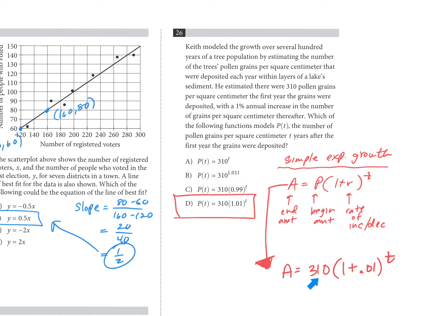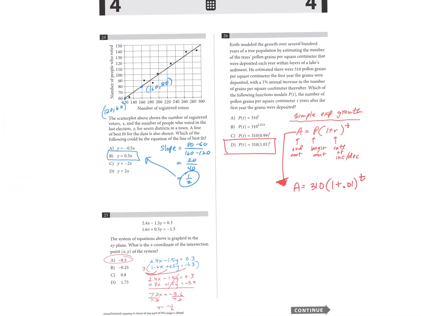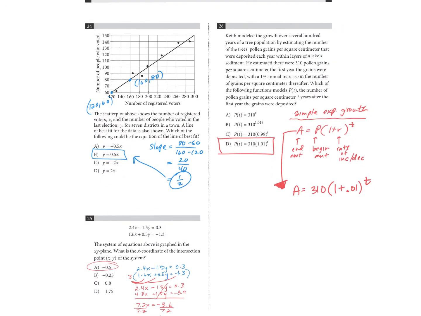So we do this a lot of times with money or bacteria, but in this case it's pollen grains, no biggie. So that's 310. The rate is 1%, so that's 0.01, and then that's T. So if you add those together, 1.01 to the T, it's going to be D. And again, like I said, if you don't remember that formula, this could be kind of tricky. But looking at the choices, you might jog your memory. But if you watch this video, hopefully you can get it right on the test.